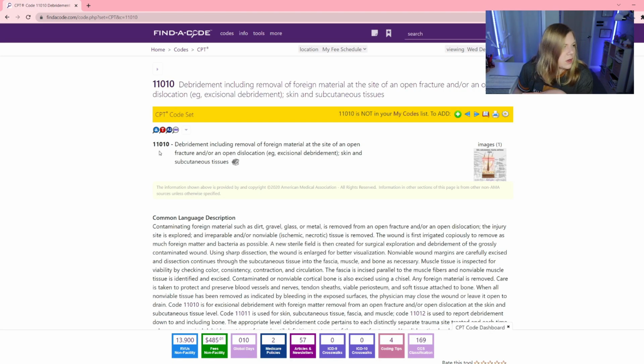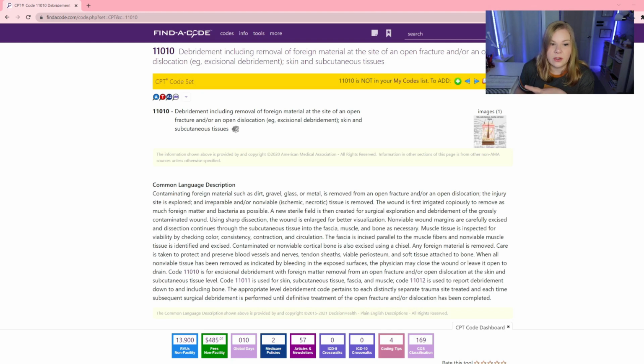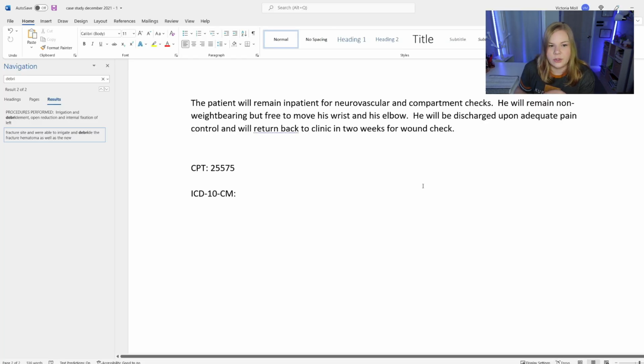If we look at the description of 11010, it says debridement including removal of foreign material at the site of an open fracture and or open dislocation, excisional debridement, skin and subcutaneous tissue. But that didn't say anything about skin and subcutaneous tissue. It said removing the hematoma from the fracture site. And even the common language description is talking about contaminated foreign material, irrigating copiously to remove foreign matter and bacteria. That really doesn't sound consistent with what was documented, where we just flushed it and irrigated it and removed some hematoma and shifted around some soft tissue. So I feel really good about our 25575.